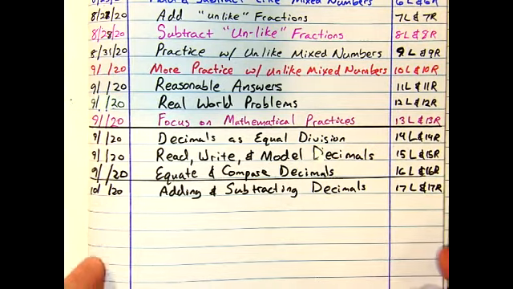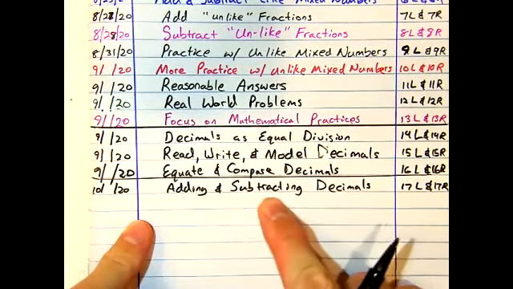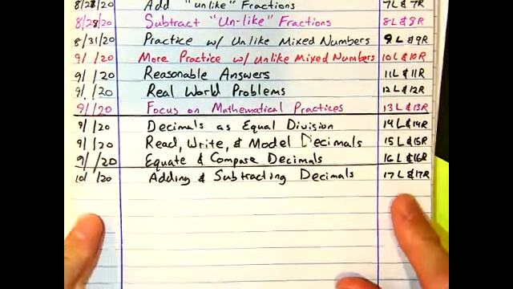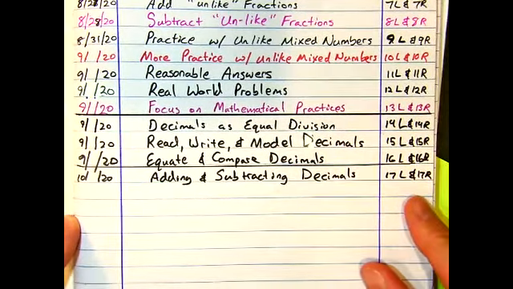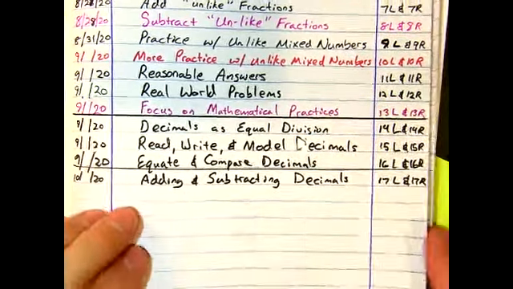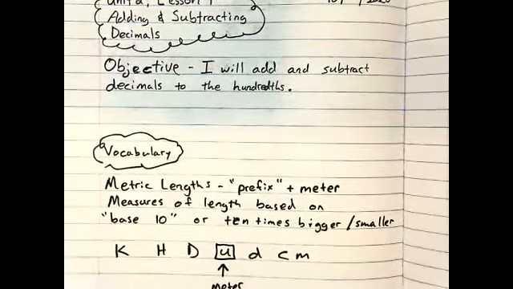Greetings, mathematicians. Let's make sure we get our date and our title in place, adding and subtracting decimals. I'm on 17L and 17R. Take a moment to write this in. You can pause or come with me. All right, I've got some of this already framed out.